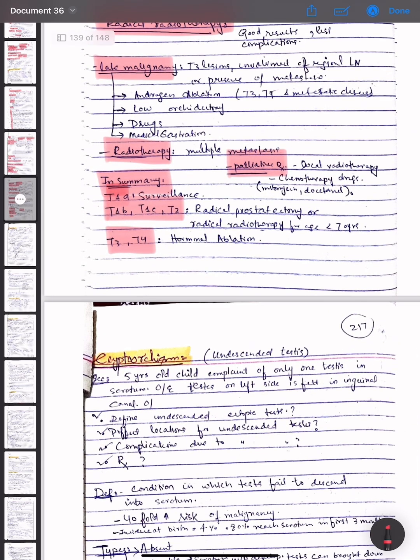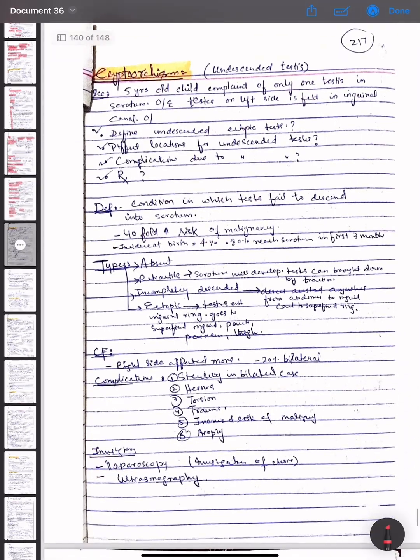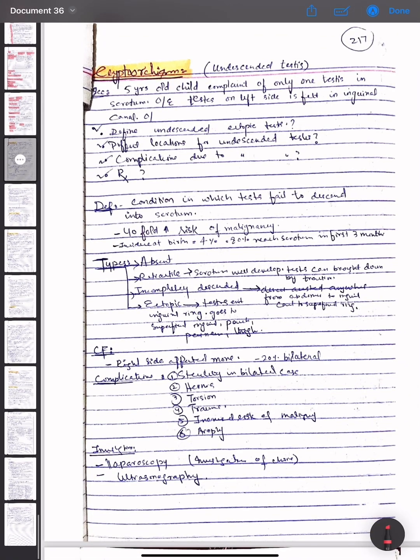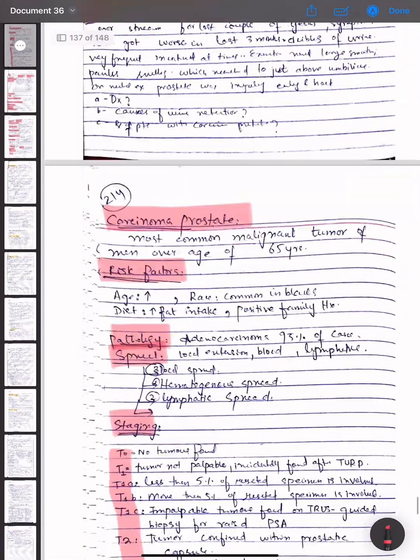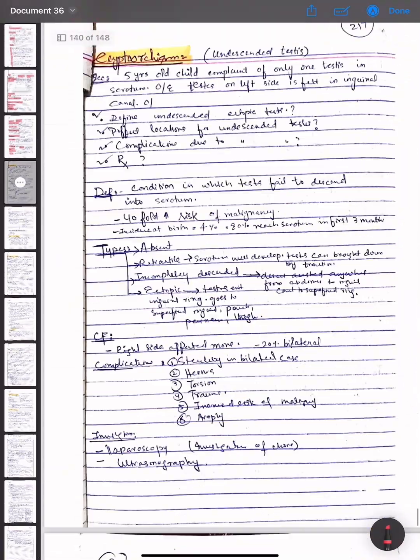In summary, then we discuss this in summary for the case of benign prostatic hyperplasia, for the case of carcinoma of prostate. Okay, now coming towards cryptorchidism.